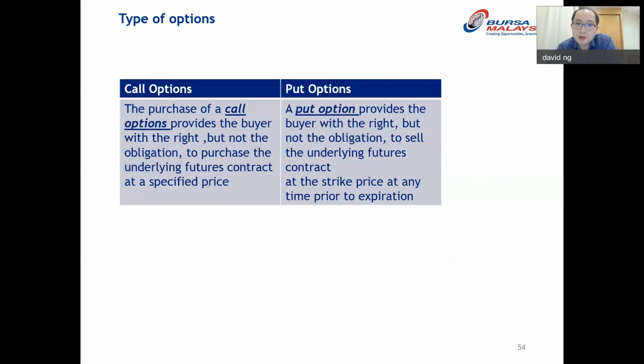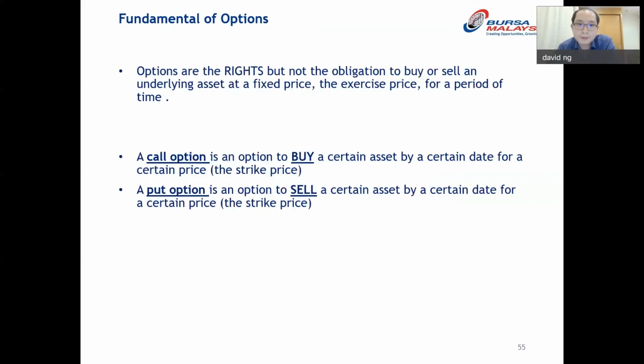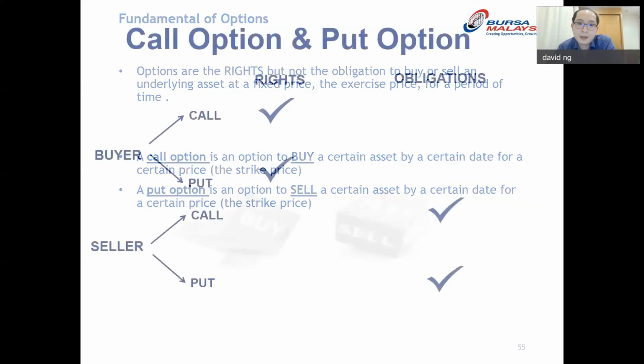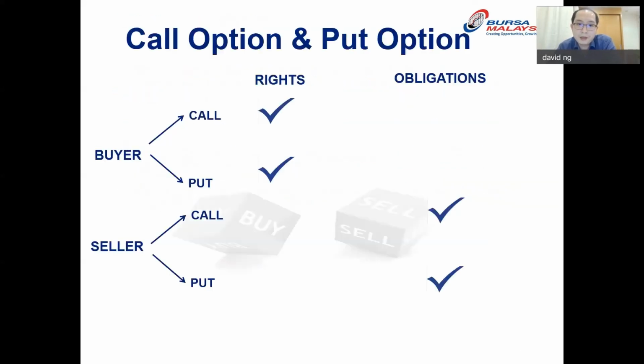So there are always two types of options. One is a call option and one is a put option. A call option provides the buyer with the right but not the obligation to purchase the underlying futures contract. A put option is, again, the right but not the obligation to sell a particular underlying, whether it's a futures contract or a particular commodity. So always remember, a call option gives you the right to buy. A put option gives you the right to sell, but not the obligation. Again, keeping to the principle, buyers of calls and puts always have the rights, but not the obligation.